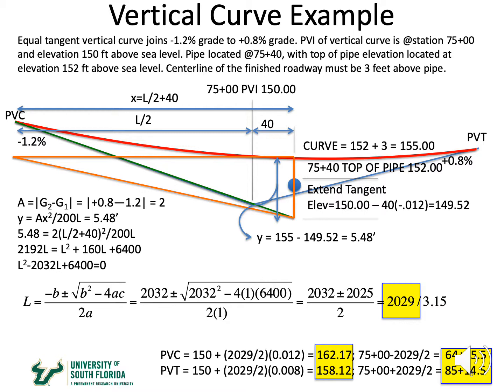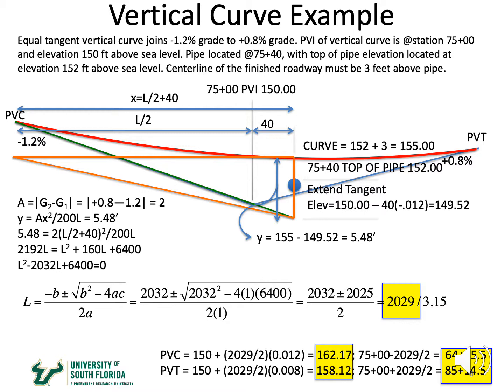So what we want to do is solve for L. And so for this triangle, we have the length of two sides in terms of L. You remember that the difference in grades, A, is the absolute value of G2 minus G1. In this case, G2 is plus 0.8, G1 is negative 1.2, so 0.8 minus a negative 1.2 equals 2.